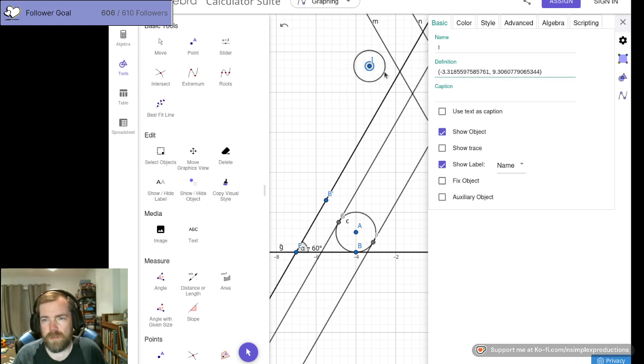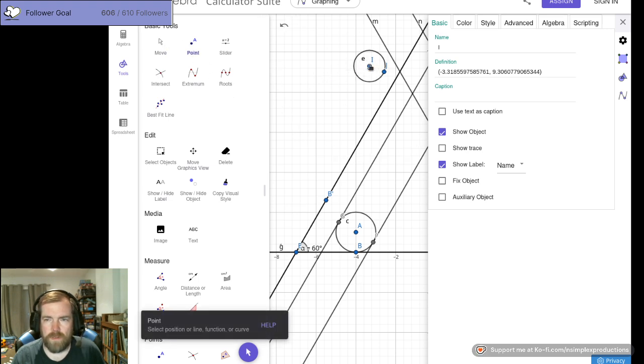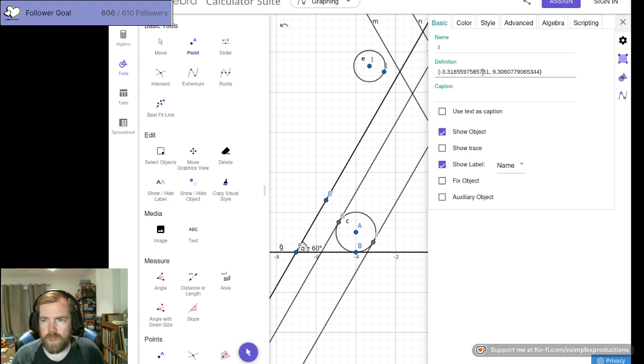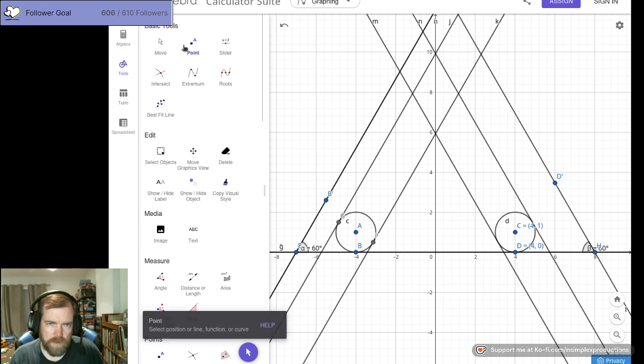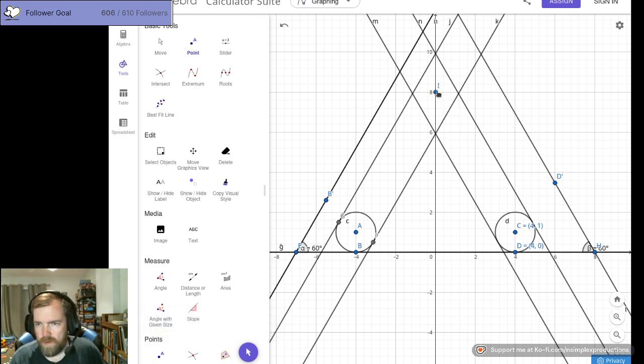Definition. Definition point I. Okay, so point I. Okay. All right. Let's try this then. We're going to put a point at 8, 0, and then we say no. We don't actually want that there.